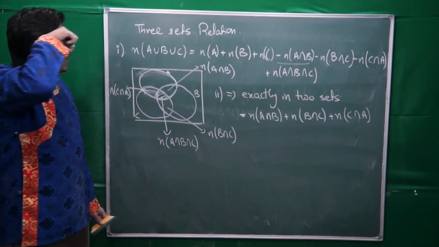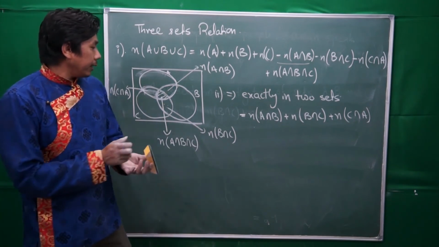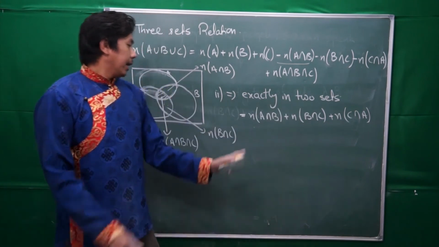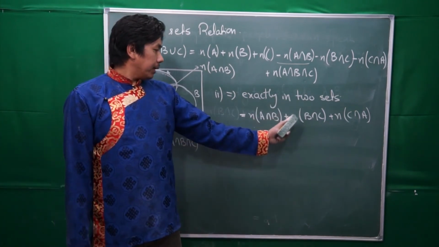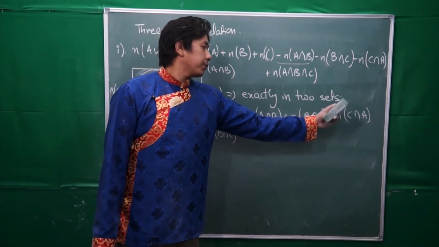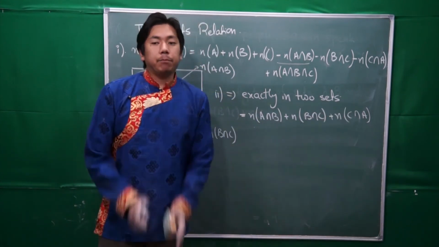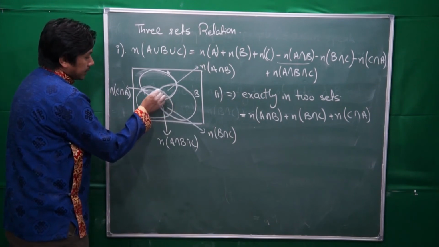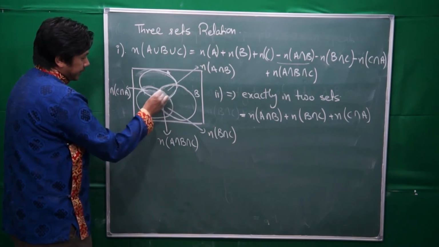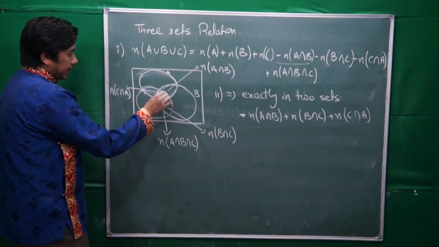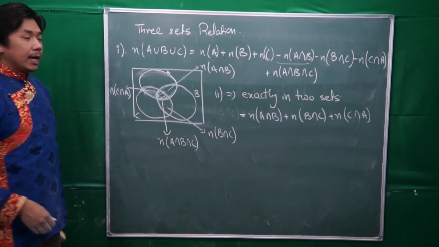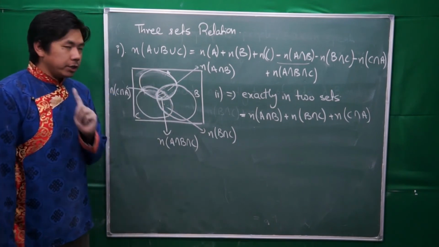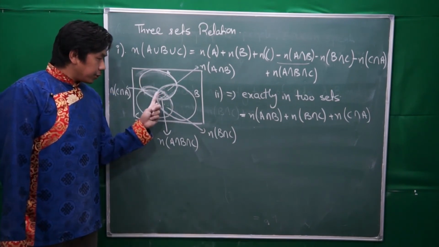Okay. So to find the number of elements exactly in two sets, I'm adding number of A intersection B plus number of B intersection C plus number of C intersection A. But there is a slight problem in this. The problem is that this part of the sets, A intersection B, B intersection C and C intersection A, contains elements from three sets, not just two sets. So this part has to be removed.